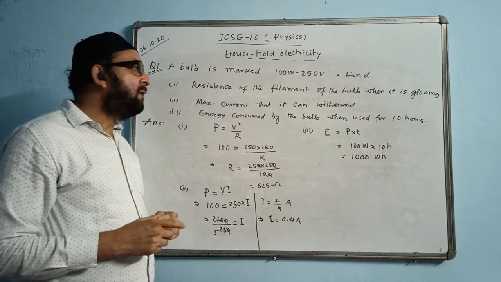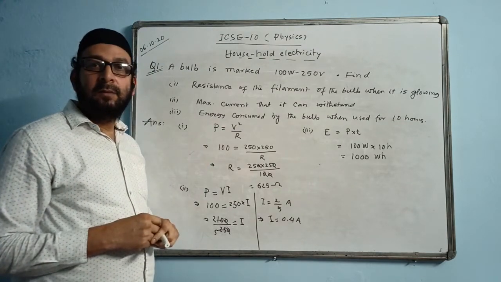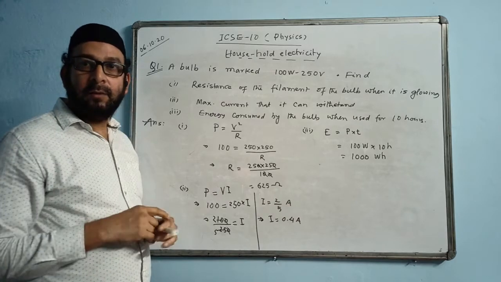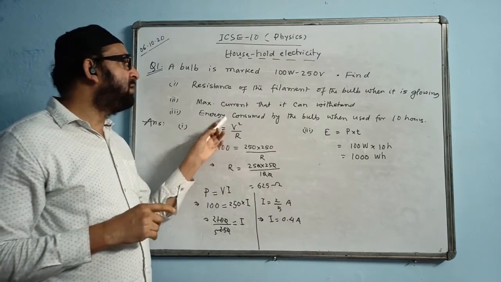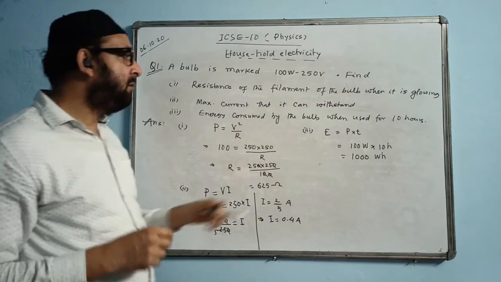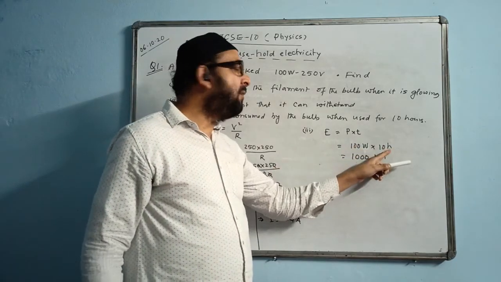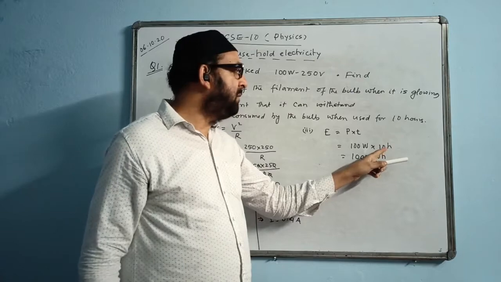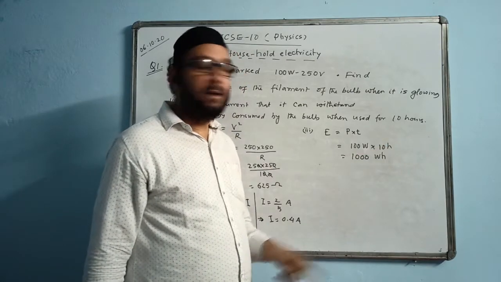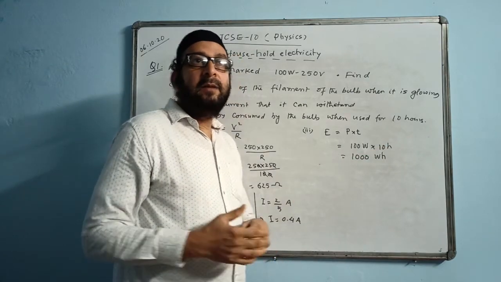But we find the answer of energy consumption in terms of kilowatt hour. If the question asks you to give your answer in terms of SI unit, then you keep watt as it is, and hours you will change into seconds. That means you will write 10 into 60 into 60 and give the answer. But probably they will not ask you that.